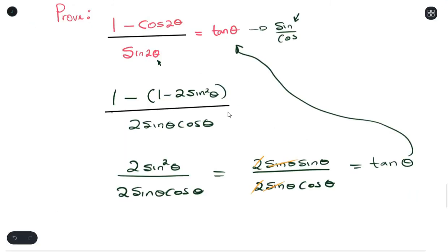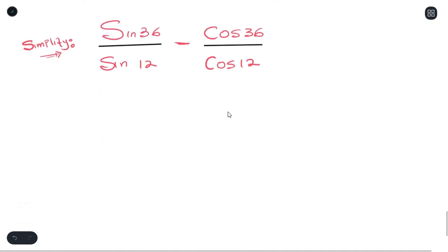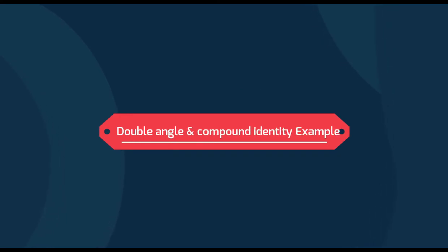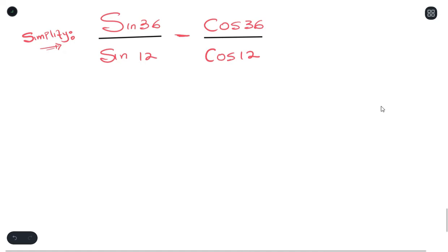Let's try out one more example in double angle identity. For our final example, let us try out a question which combines double angle and compound identities together to solve a question. Are you guys ready? So now we are asked to simplify sine 36 over sine 12 minus cos 36 over cos 12.